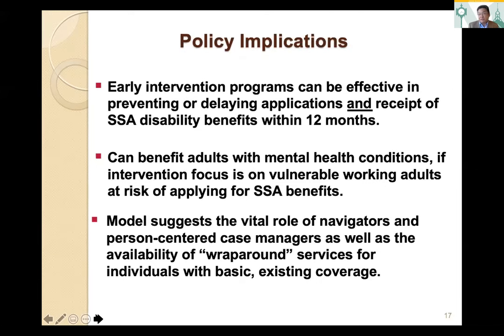So the main takeaways or implications, again: early intervention programs can be effective in reducing, delaying, or preventing applications and receipt of SSA disability benefits. They can benefit adults with mental health conditions, again, with this focus on these target populations that have severe mental illness. And lastly, the model suggests the vital role of having navigators and person-centered case managers, in addition to the availability of wraparound services beyond existing basic coverage. So it's this combination of the service expansion, as well as having person-centered case managers, that was really important.